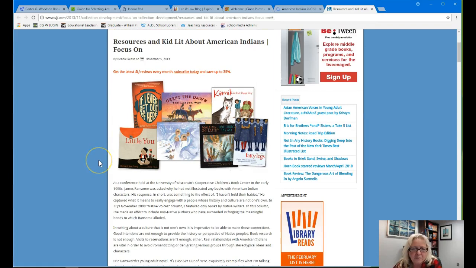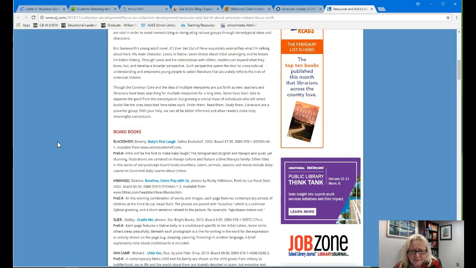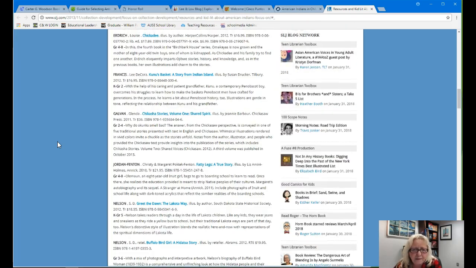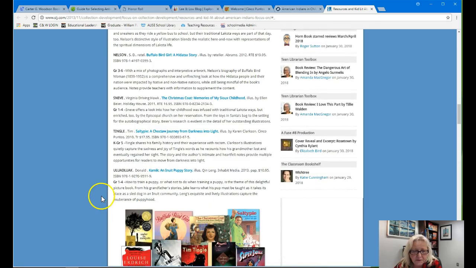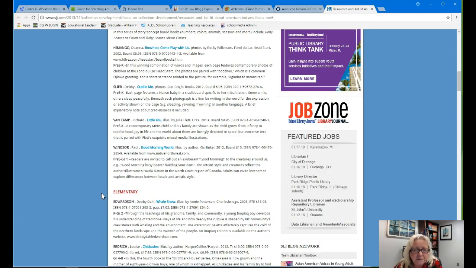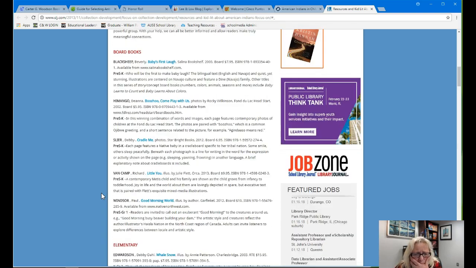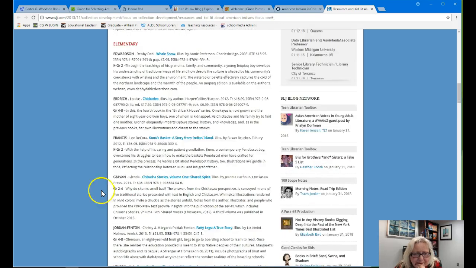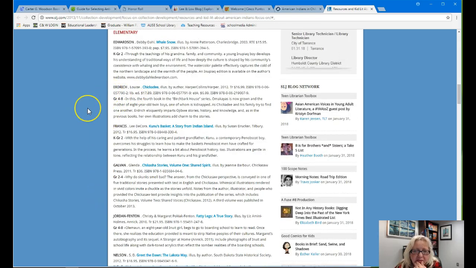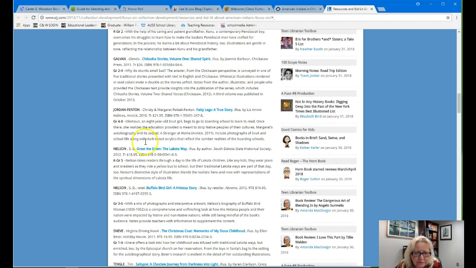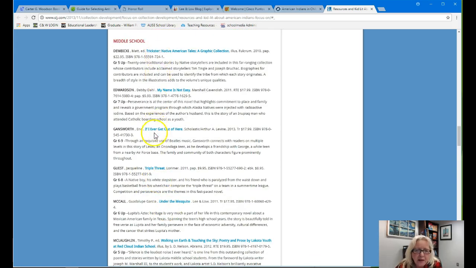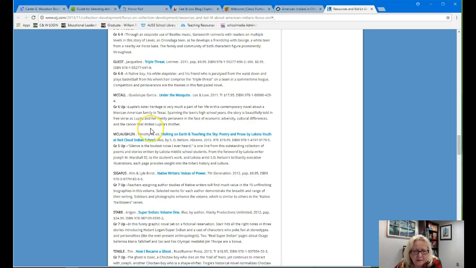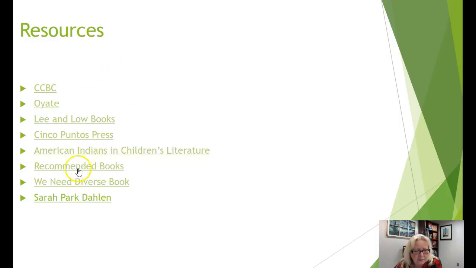And this is a column she did with recommended books. It's from 2013. It's a little old, but it still gives you some good authors to continue to look for, like Tim Tingle, who does wonderful stuff, and I really liked this book. Louise Erdrich is very good. Chickadee, and where did the book go? It must be farther down. Yes, so Gansworth, that's also something I really enjoyed. So that's a good list of books.